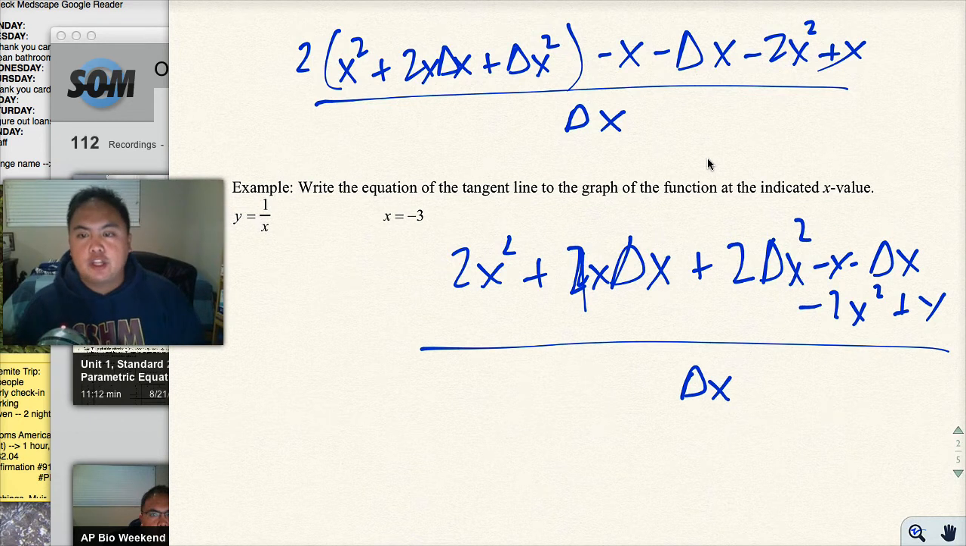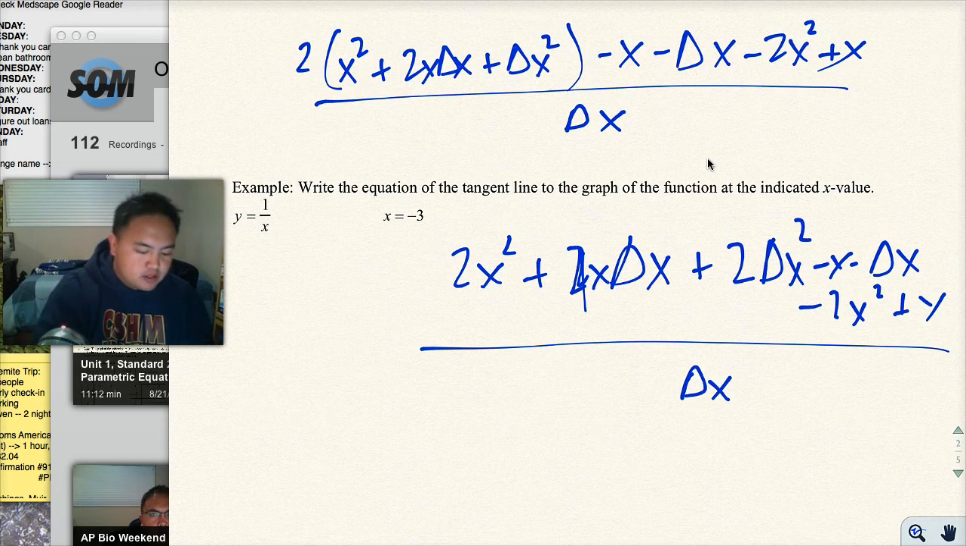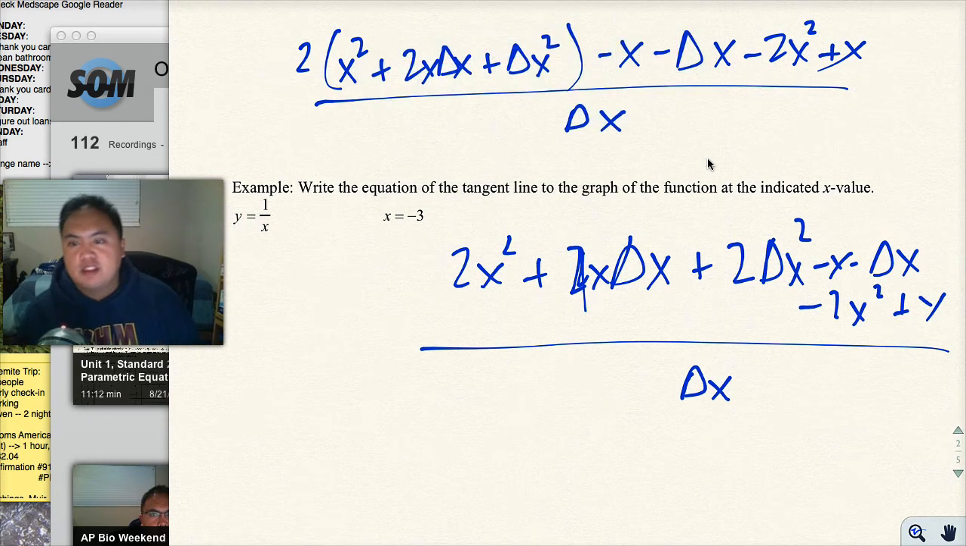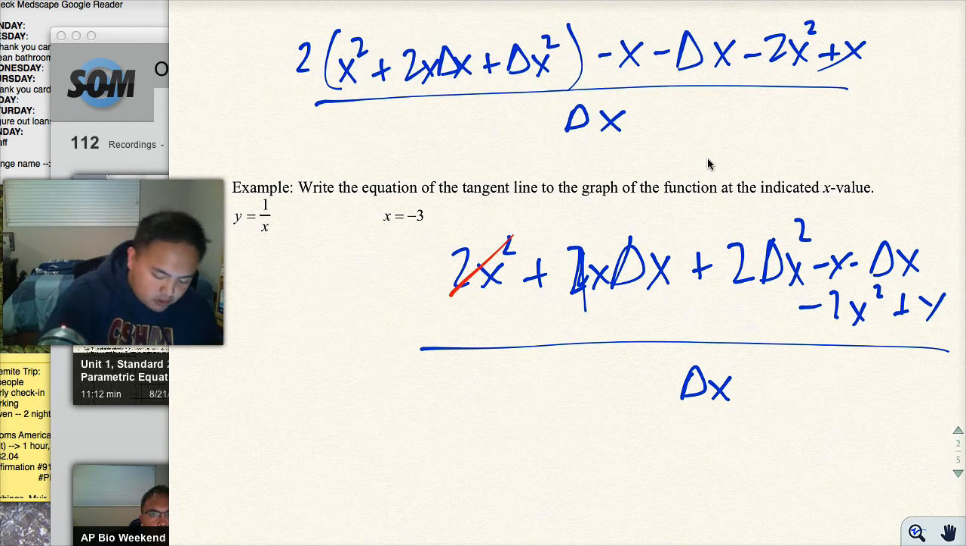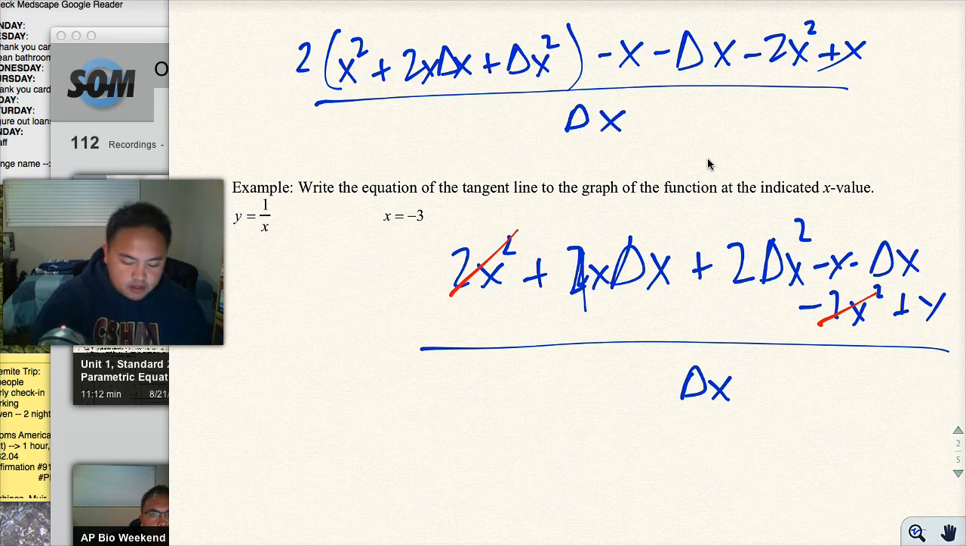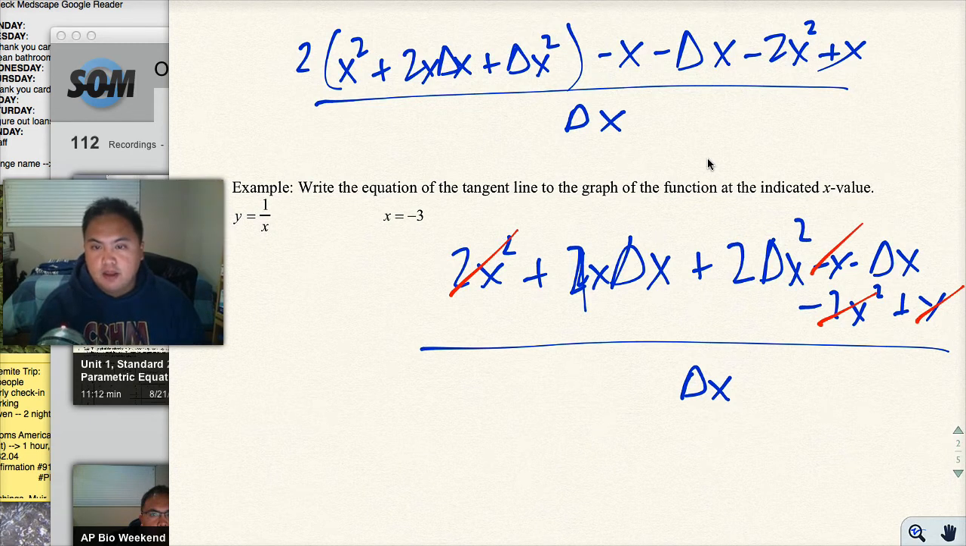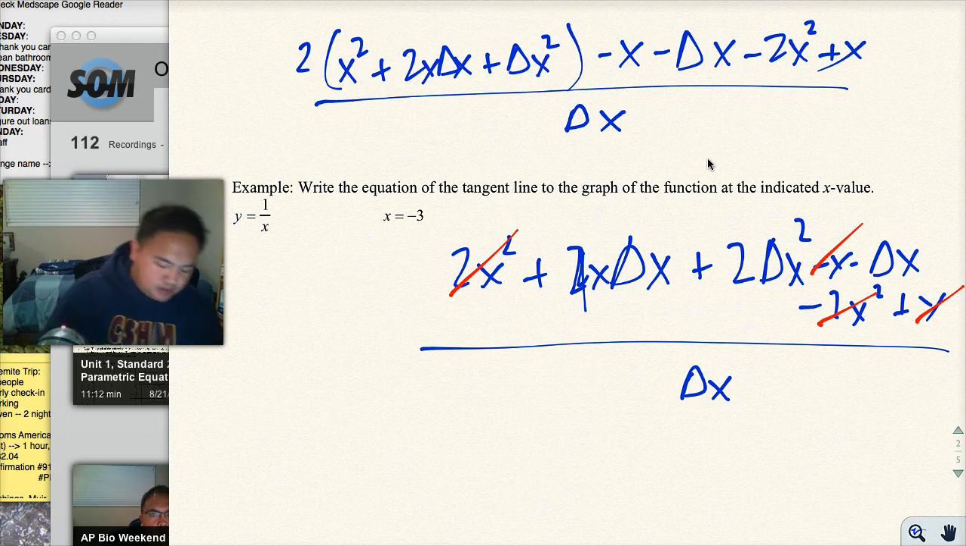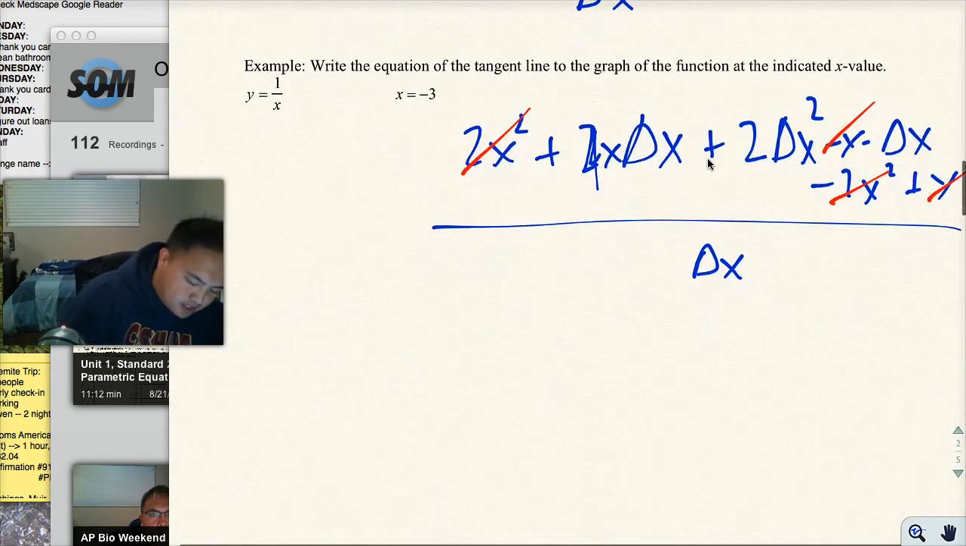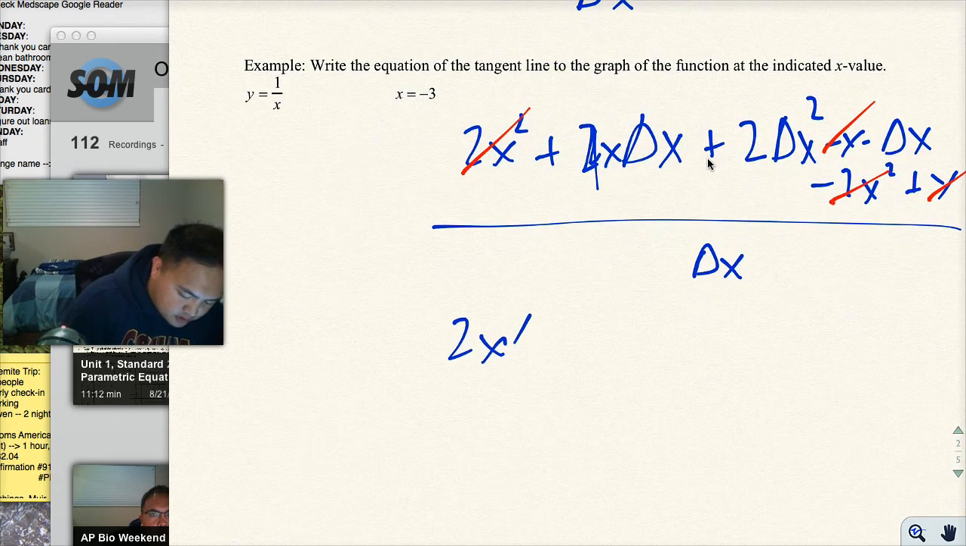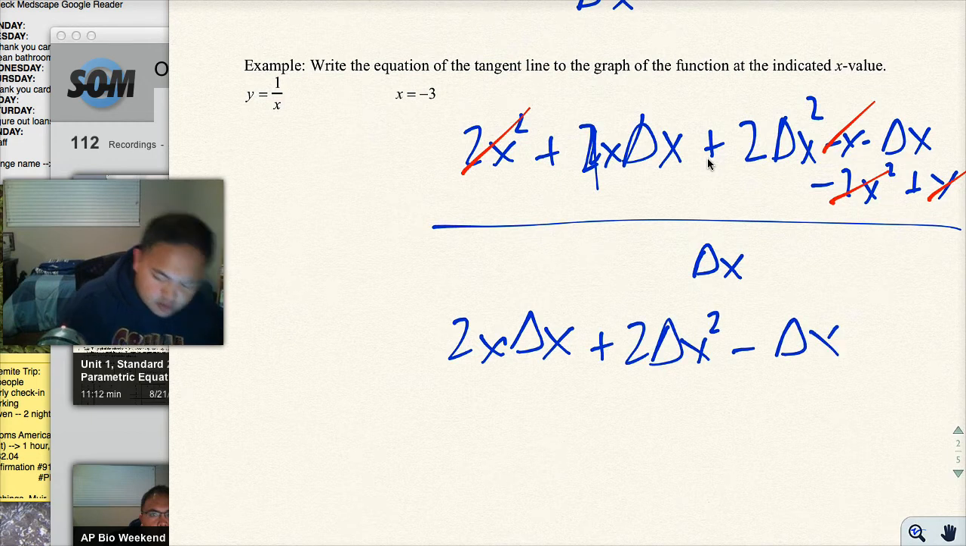Now that you did that, all you're going to do is try to simplify, or cross out or combine common terms. So this 2x squared crosses out with this minus 2x squared. This plus x crosses out with this minus x. Okay? And that's all I can cross out for now. So to rewrite this, I get 2x delta x plus 2 delta x squared minus delta x.